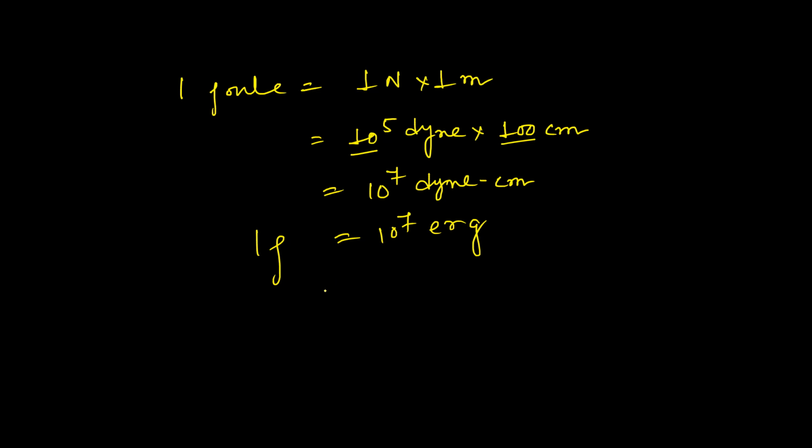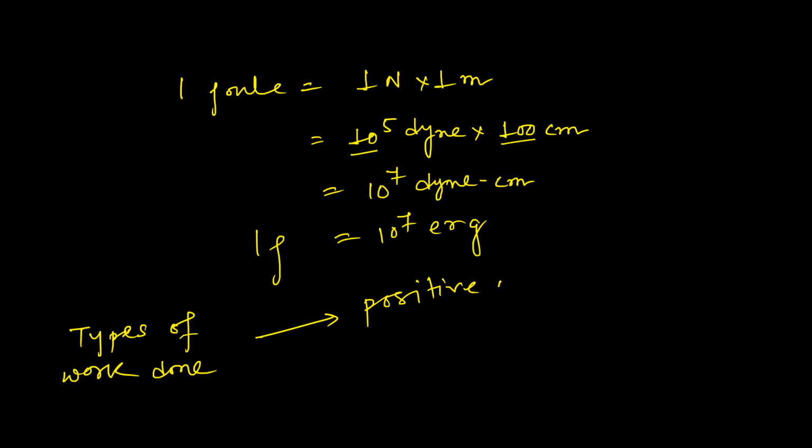Now the next thing: what are the different kinds of work done? That means positive work, negative work, and zero work done, which we are going to study here. So here I can write the types of work done. We will study about positive work first.